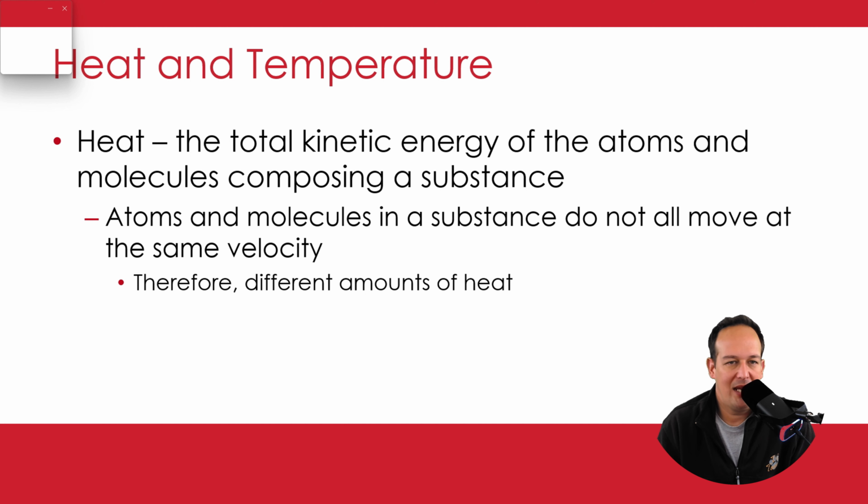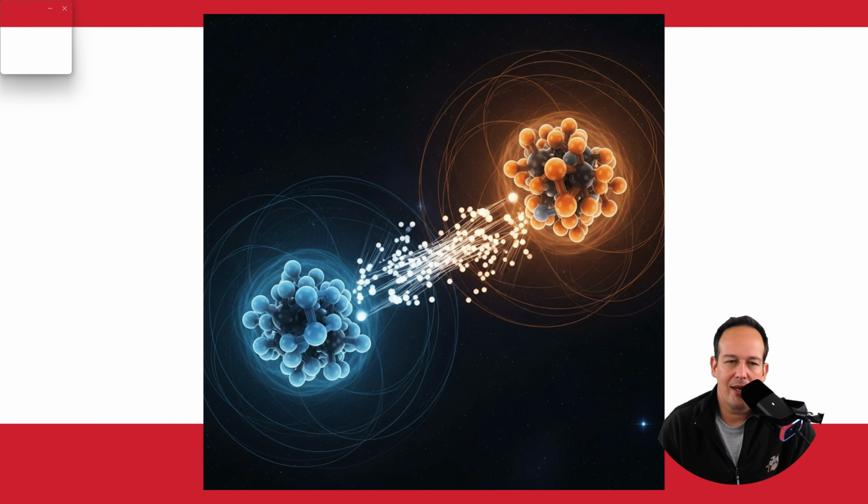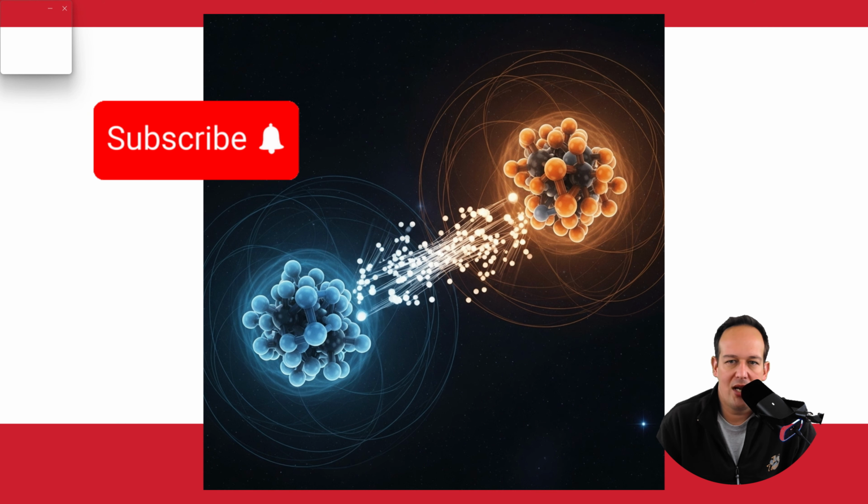And then we have heat. Heat is the total kinetic energy of the atoms and the molecules composing that substance. Atoms and molecules in a substance do not all move at the same velocity, and therefore we're going to have different amounts of heat. Another way to look at this is to consider that heat is an exchange of energy.